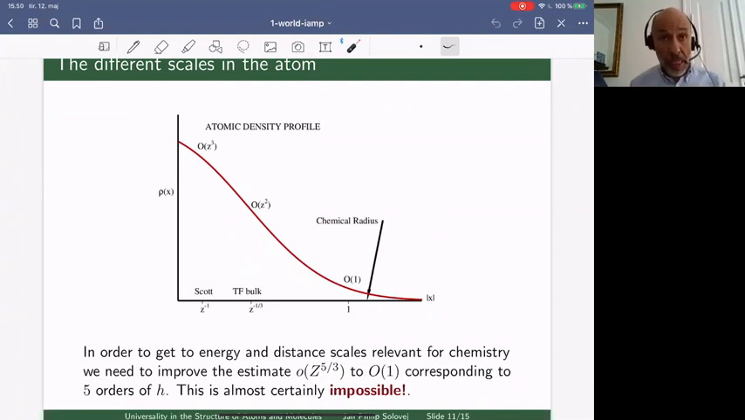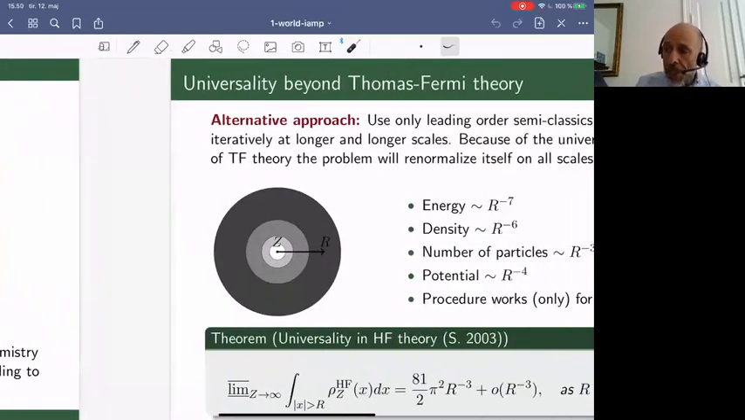And that would just be the semi-classics. I also need to understand the correlations to that order. And I think actually both of these are impossible. I mean, that is not a route to trying to understand what's happening chemically for the atom out there. So here is an alternative approach.